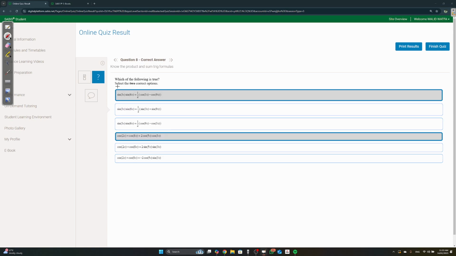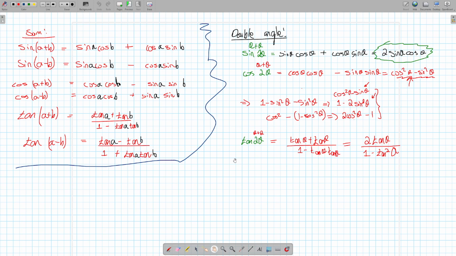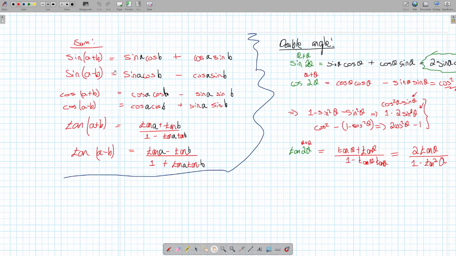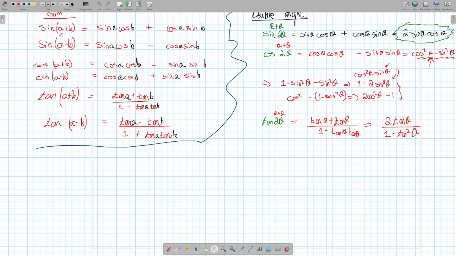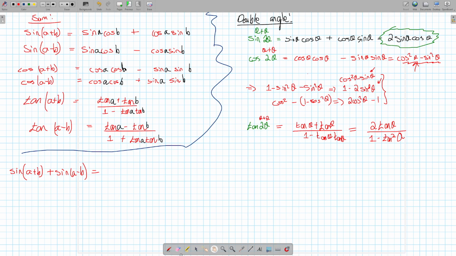Question 8. Okay. For this question here, I need to show you 3 new rules. Okay? Deriving from these two, these sum ones. Okay, so let's say you have sine a plus b plus sine a minus b. What would this be equal to? Okay, this isn't the rule, but just so you can understand.